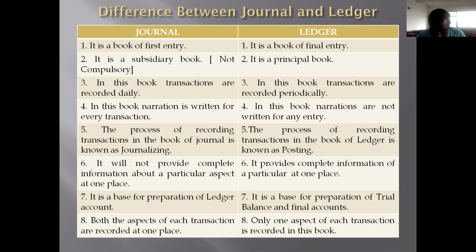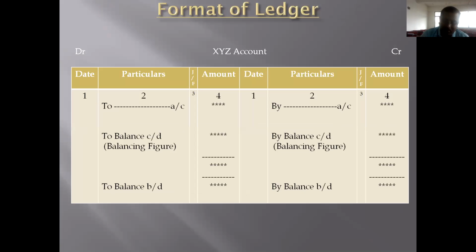So the seventh one is, journal is the basis for preparation of ledger accounts, but ledger is the basis for preparation of trial balance. Then the last one is, in case of journal, both the aspects of each transaction are recorded at one place, but in case of ledger, only one aspect of every transaction will be recorded in this particular book. So that is all about the difference between journal and ledger. Let us move towards the next aspect, that is the format of ledger.